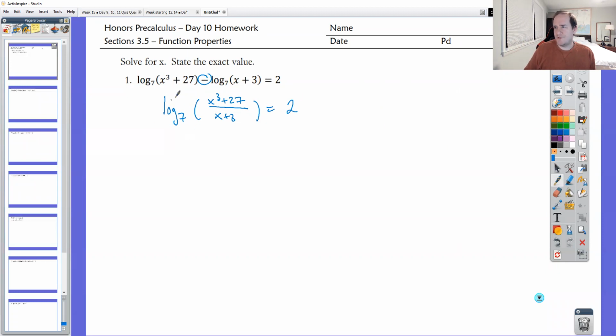And then from here, if you have just a single log equals just a constant, then you can just convert this down to exponential notation. If the log base 7 of this stuff equals 2, then that means you keep that base, raise it to the power of 2, and that would have to equal the stuff. And so the logs are gone now simply because we converted to exponential notation.